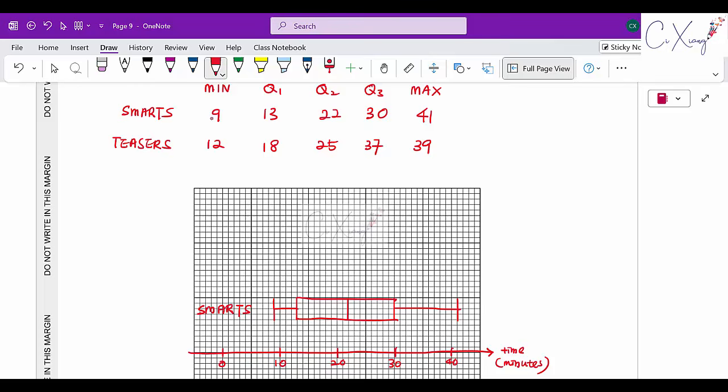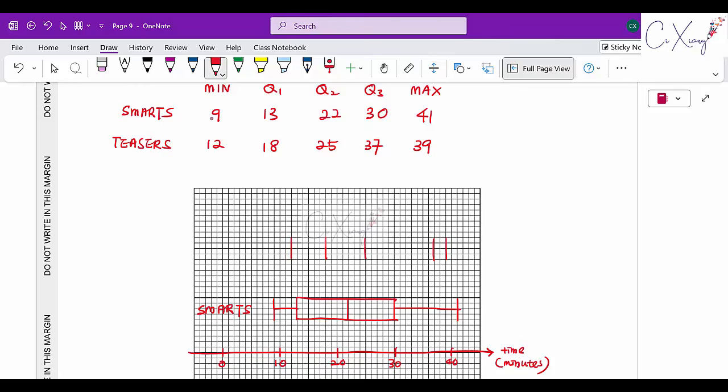Okay, apply the same thing for Teaser. So for Teaser, we are having 12 as a minimum value. 10 is here, then 11 and 12. Okay, then 18. 20, 18 is here. Q2 is 25. Then Q3 is 37. And not Q4 anymore. The maximum value is 39. So this is 40, right? 40, then 39 will be somewhere here.